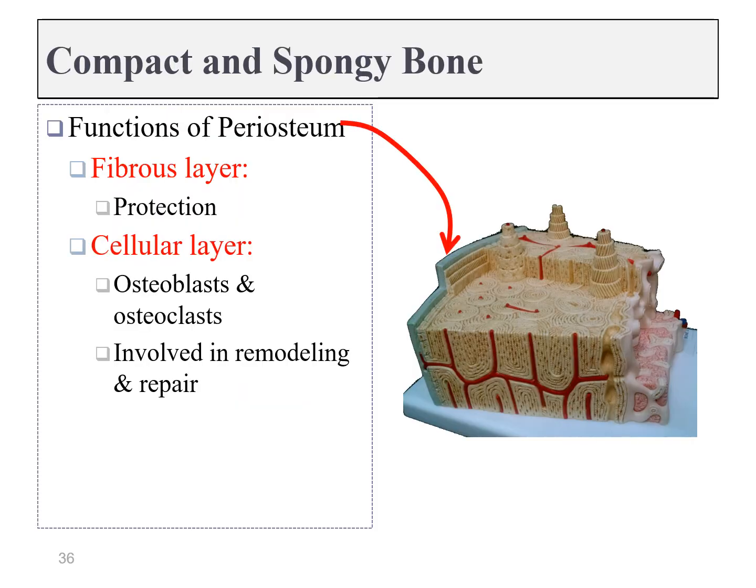So the periosteum includes both those collagen fibers as well as the cellular layer, which has a large number of osteoblasts and some osteoclasts that are going to be involved in the remodeling of bone tissue.